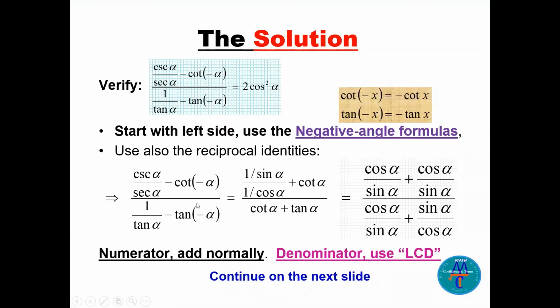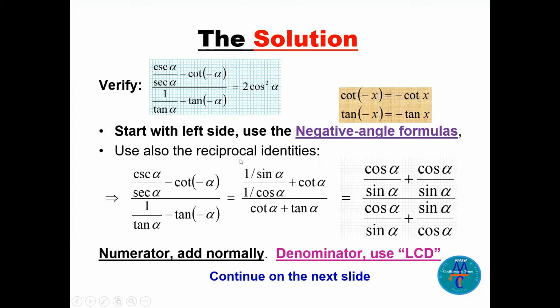Now, usually we start with the side that's more complicated to make it simple. So let's start here with the left side. Let's start also with the negative angle formulas. We know cotangent of minus x is minus cotangent of x. So I can write cotangent of minus alpha will be minus cotangent of alpha, and there is a minus, so it becomes plus. Tan of minus x will be minus tan of x. These are odd functions. So this also becomes minus, and with this minus it becomes plus tan of alpha.